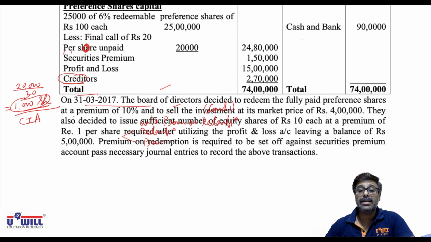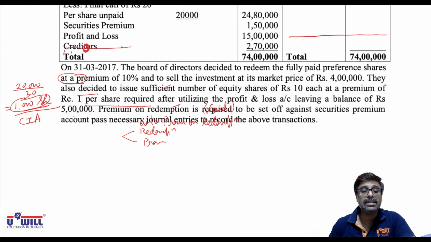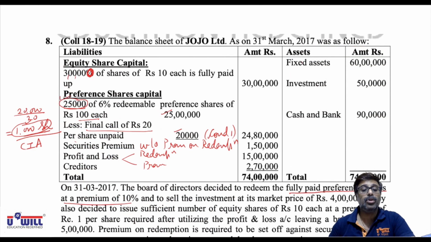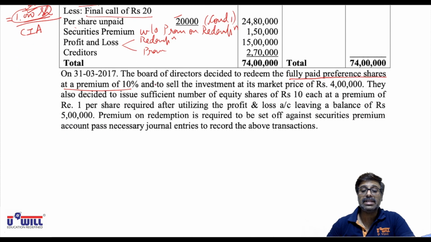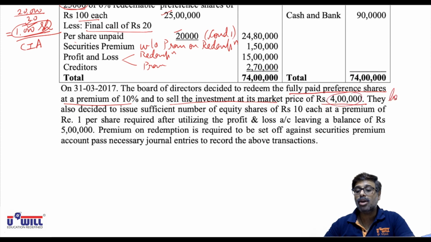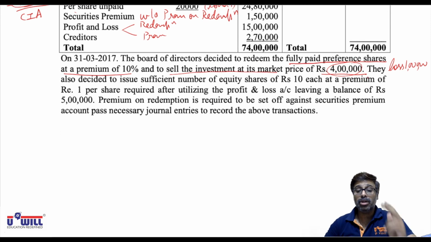The board of directors decided to redeem the fully paid preference shares only at a premium of 10%. Fully paid preference shares means these fully paid 25,000 minus 1,000, 24,000, at a premium of 10%, and to sell the investments at its market price of 4 lakhs. 5 lakhs of investments sold for 4 lakhs means there is a loss of 1 lakh. You already know which entries are to be passed. Now I need not discuss it. I want every one of you to try it completely on your own. 2 questions I have already done on the screen exactly similar.